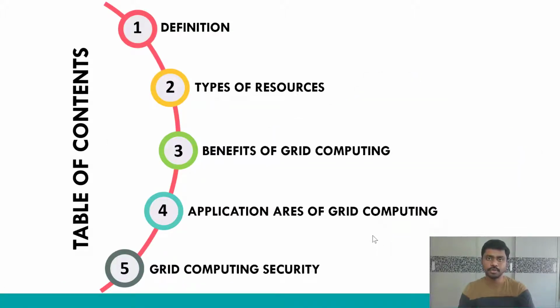We are going to discuss these 5 topics. One is what is grid computing, which will be covered under the definition part. Then what are the types of resources that can be shared in grid computing technology, what are the benefits of grid computing, and the application areas of grid computing, meaning currently in which areas grid computing technology has been used. And last but not least, what are the security considerations that need to be taken into account if you are implementing grid computing.